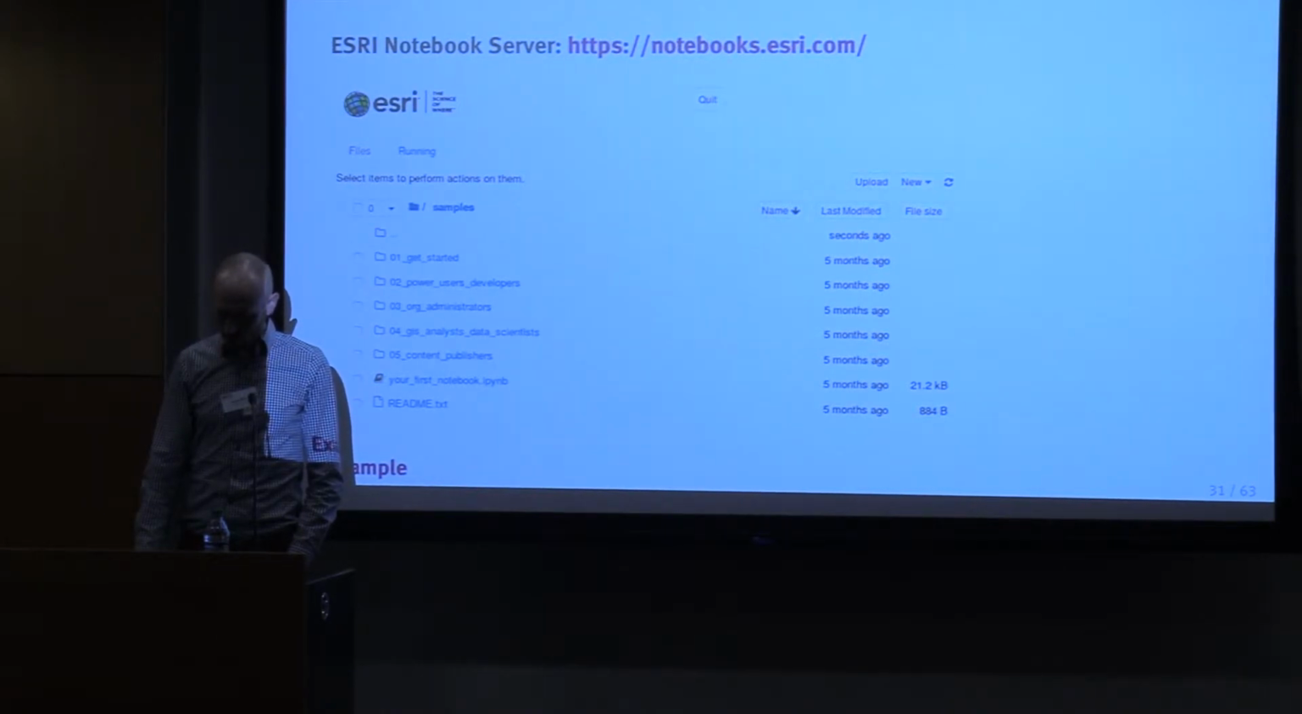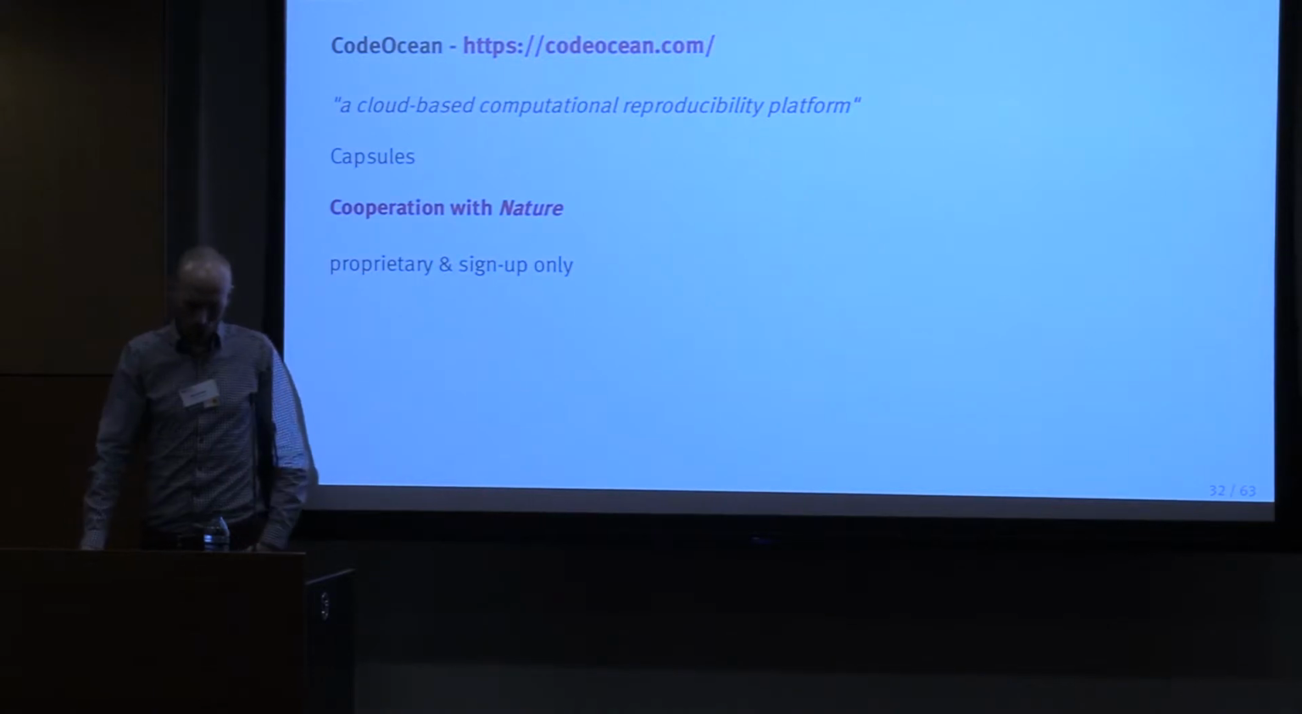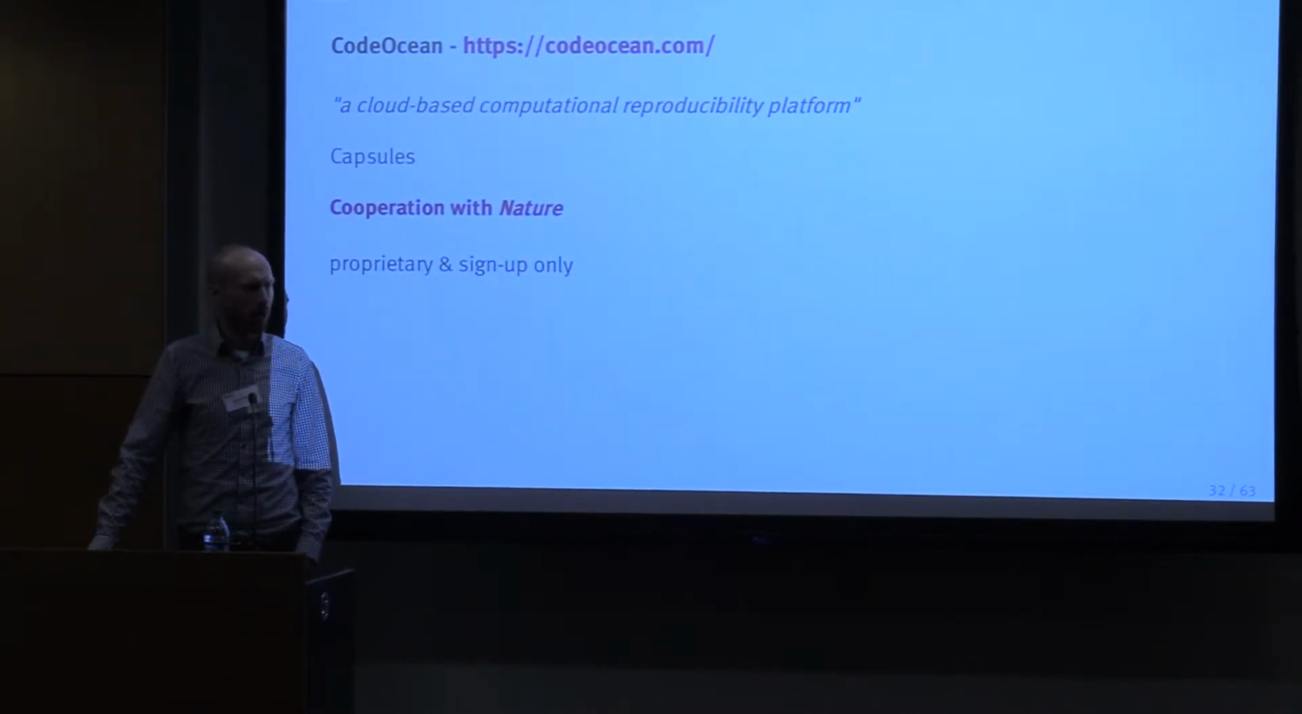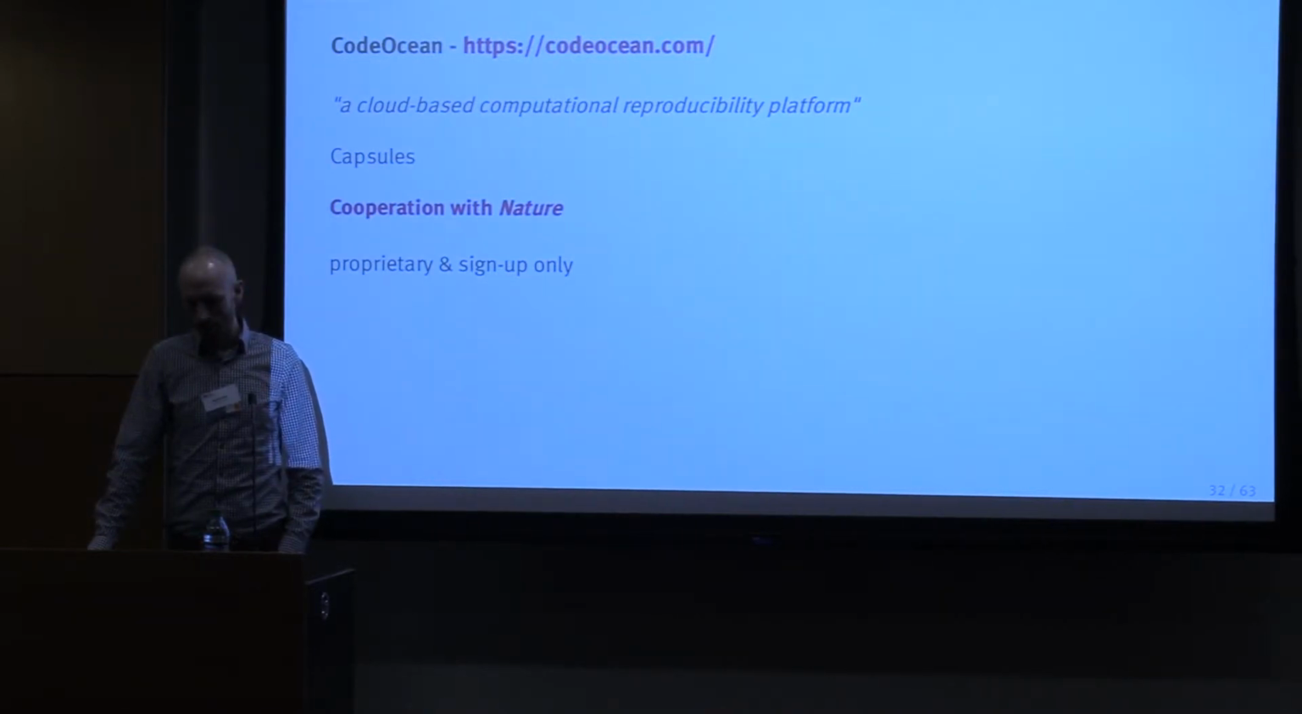Another example or approach I want to mention is CodeOcean, which is a cloud-based computational reproducibility platform. They developed a reproducibility platform that's, for example, used together with the Nature publishing group for certain journals. They have the concept of capsules, which really is something like a container, and if you submit a research paper there, you can create such a capsule and enhance your article with that. I think it's great that this is still one of the leading journals in science, that they go in this direction.